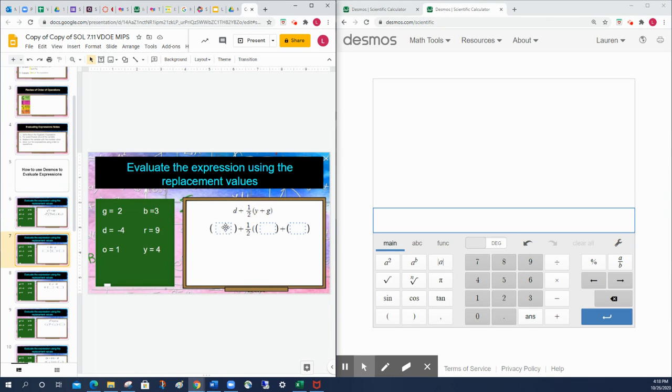So once again, plug in. So d is equal to negative 4. y is equal to 4. And g is equal to 2. Once again, type it in Desmos exactly how you see it. Use those parentheses to show that substitution. Negative 4 plus. I want to use the fraction button right here to get that 1/2. 1 at the top, 2 at the bottom, 1/2.